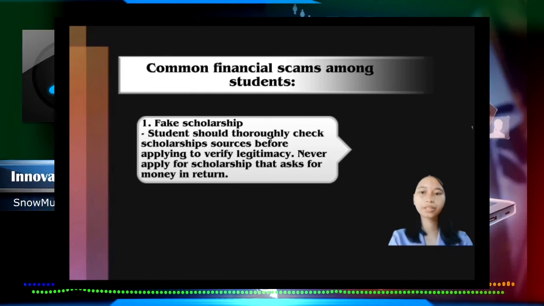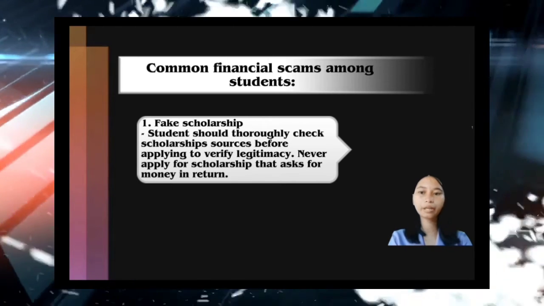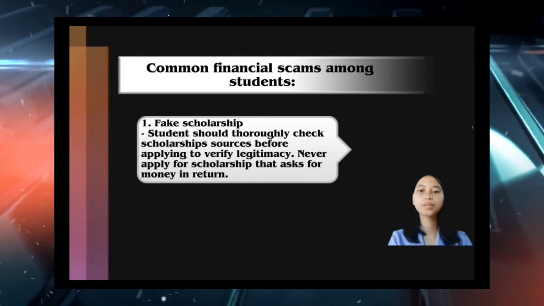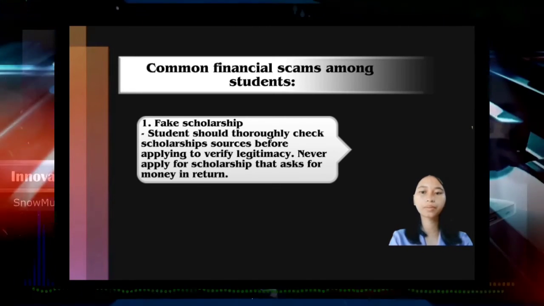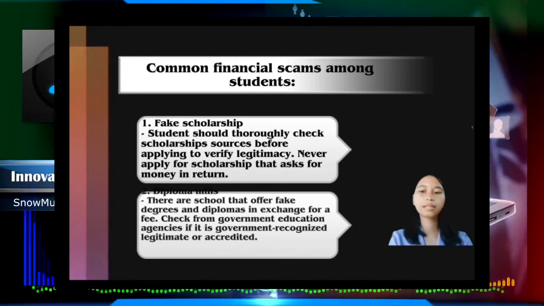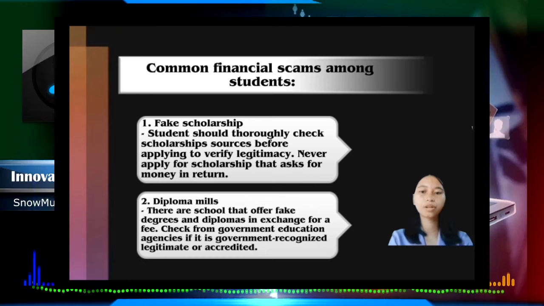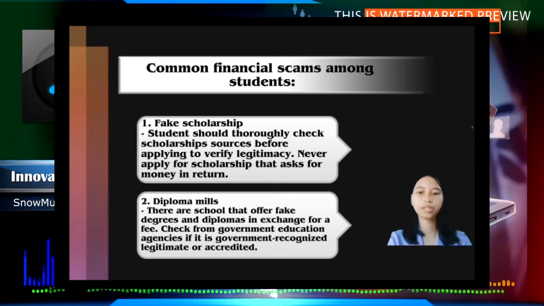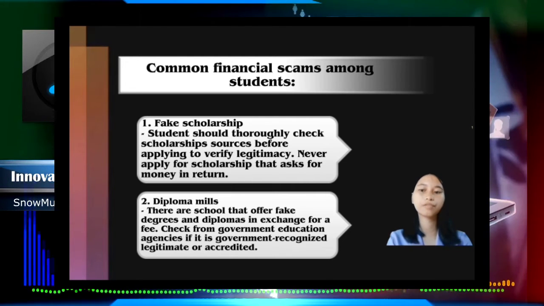The first one is fake scholarships. While it is beneficial for students to apply for as many scholarships as possible, it is important to become aware of related scams and frauds. Students should thoroughly check scholarship sources before applying to verify legitimacy. Never apply for a scholarship that asks for money in return. Second is diploma mills. There are schools that offer fake degrees and diplomas in exchange for a fee. Check with government education agencies and the prospective school to see if it is government recognized, legitimate, or accredited.